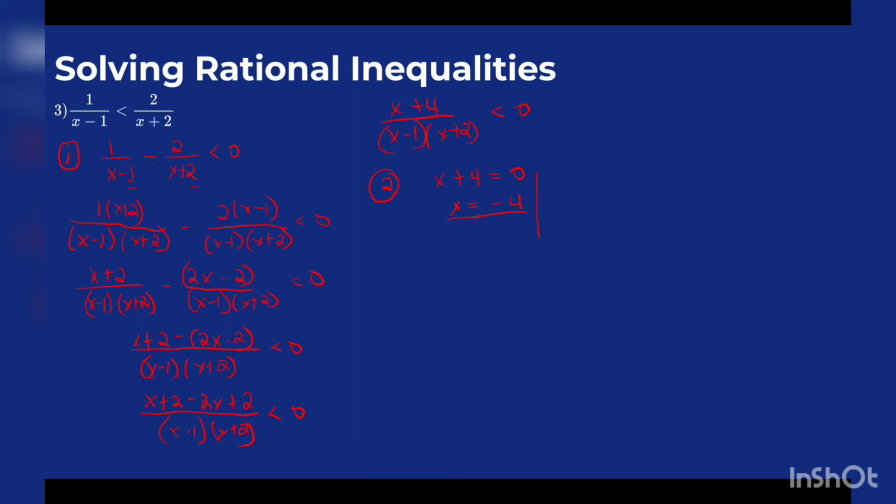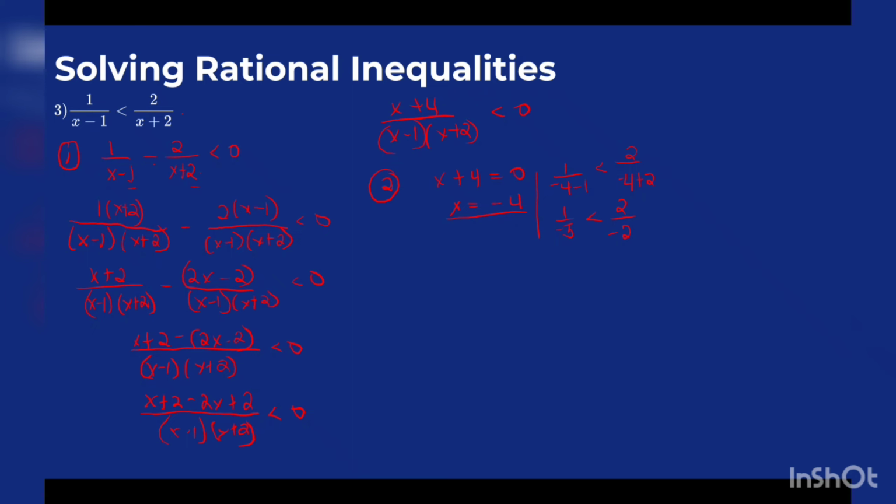Testing that by substituting -4 to the original rational inequality, that's 1 over -4 minus 1 is less than 2 over -4 plus 2. And this will give us 1 over -5 is less than 2 over -2. So we can rewrite this into decimals to identify easier which is higher or lower.